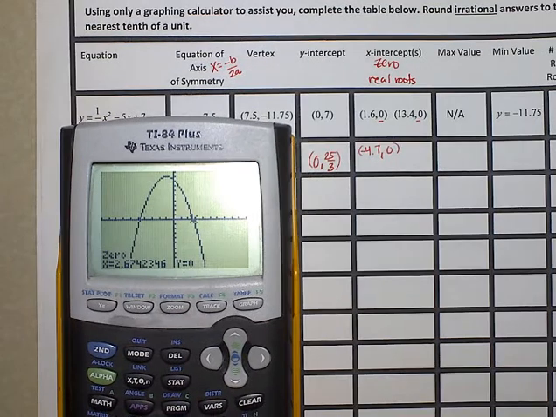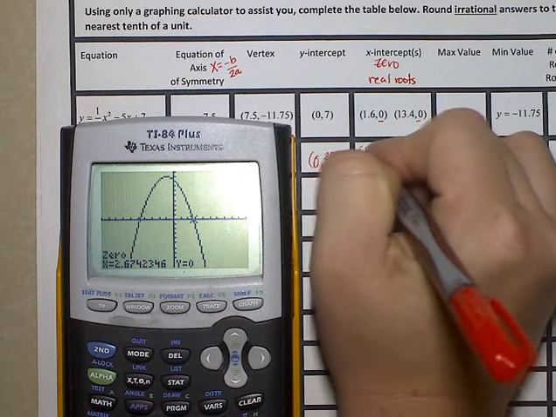Again, we are going to round. So 2.7, 0.